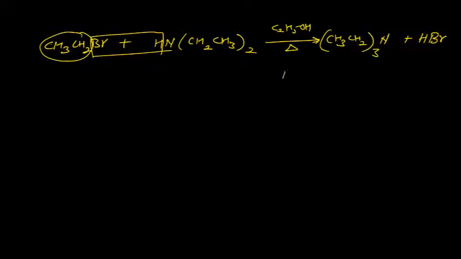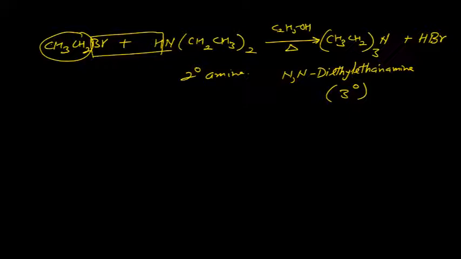And how will we name it? Now there are two ethyl groups attached to nitrogen, so I will write N-ethyl, N-ethylethanamine, not amine, ethanamine. There will be two ethyl groups. Now this is 3 degree. So from 2 degree amine, we get 3 degree amine. Remember, we are talking about ammonolysis.